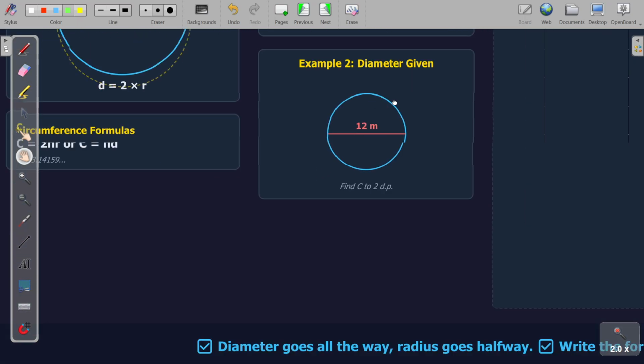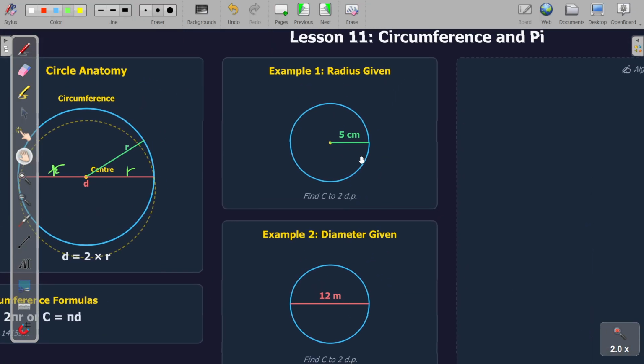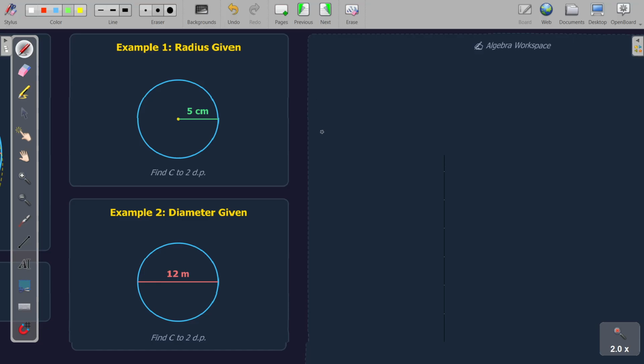Example number 1. Here's a circle with a radius of 5 centimeters. We want to find the circumference to 2 decimal places. So let's just write the formula. We know the formula. This video is going to be very chill, it's only formula. So we need to find the circumference.